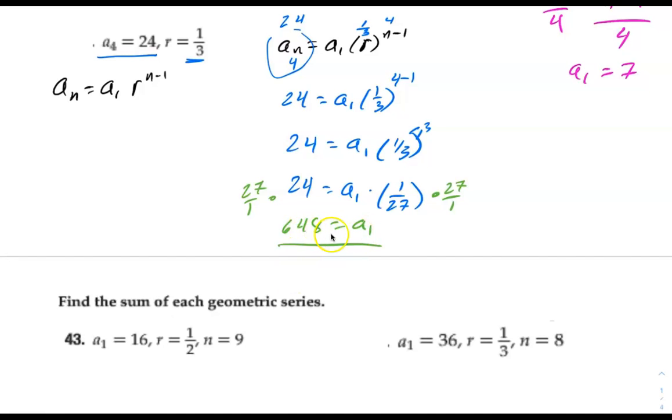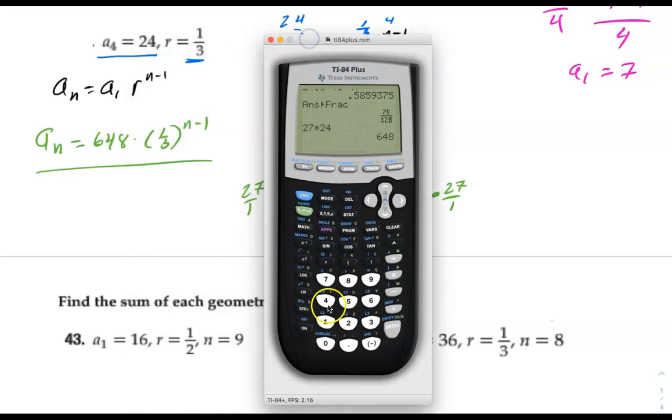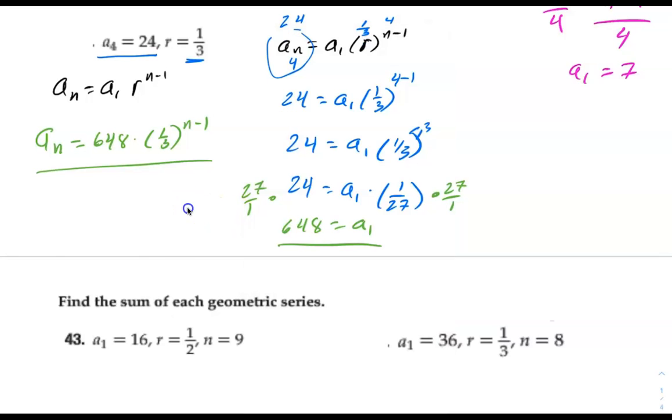And then again, that actually wasn't the question. It was write the equation. So I got to plug 648 back into here. So I'm going to get an equals 648 times 1/3 to the n minus 1. And if you want to check your work, just see if this works. Plug in 4. Do you get 24? And since I'm here, let me just do it. So 648 times 1/3 to the 4 minus 1. That should get 24. And there we go.